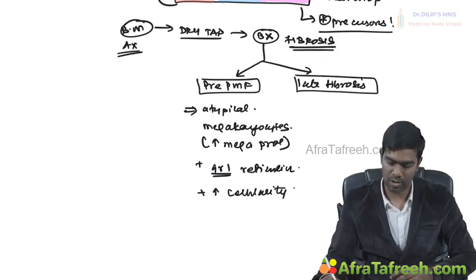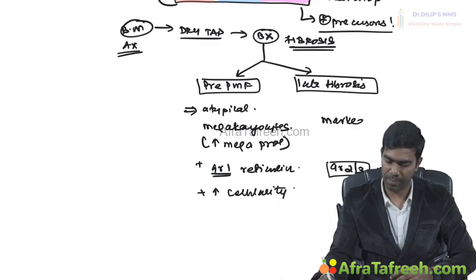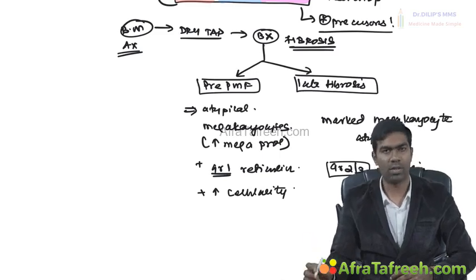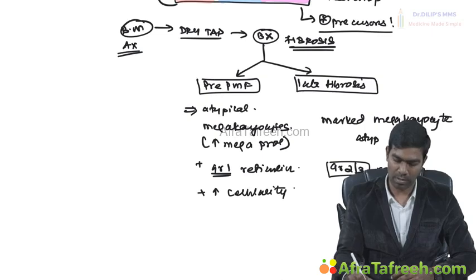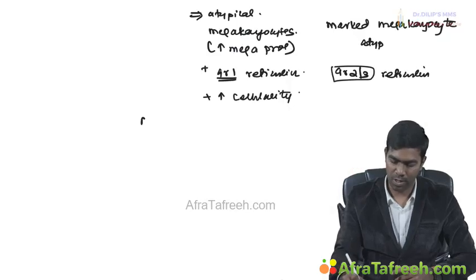And in the late fibrosis stage, you will be seeing grade 2, 3 or 4 reticulin deposition, and you will have very marked megakaryocyte atypia, atypical megakaryocytes. Clear? It's always important that you rule out other myeloproliferative neoplasms and other causes of myelofibrosis, because it could be a post-ET or post-PV myelofibrosis. Fine.